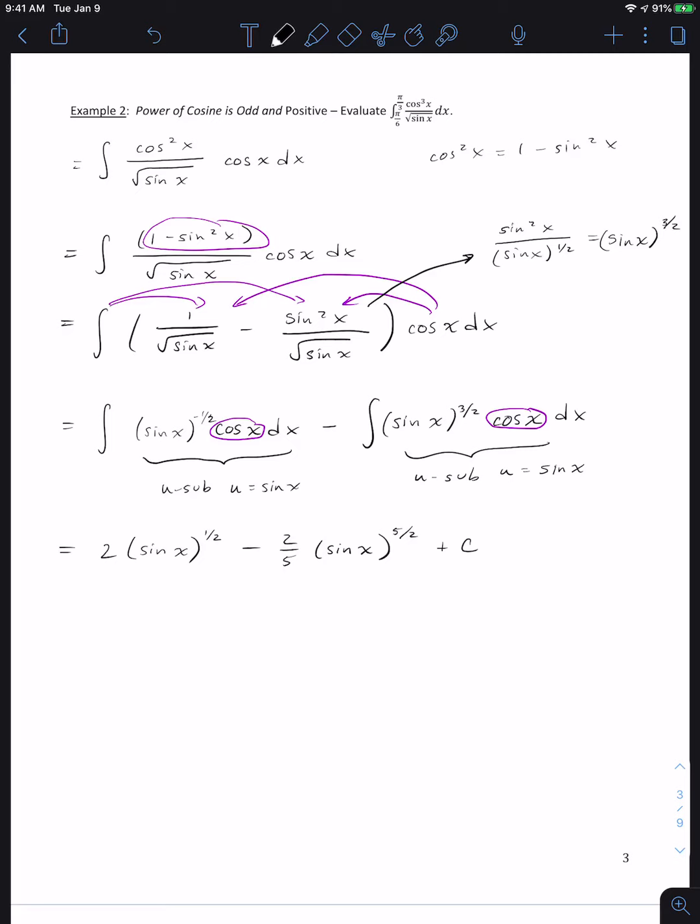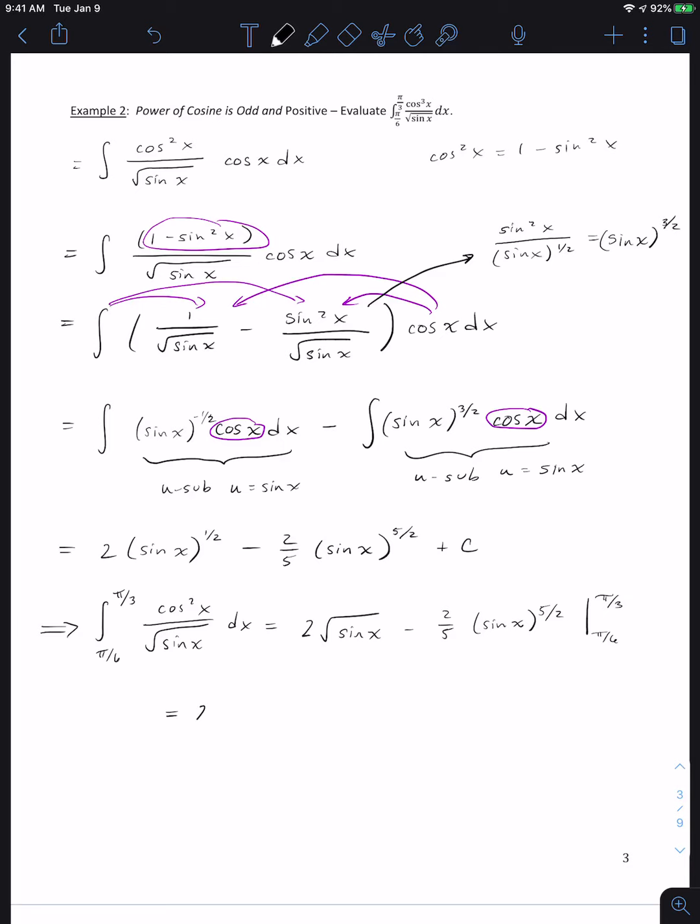Now remember, this is my antiderivative, but I was trying to find the definite integral. So now we need to find the integral from pi over 6 to pi over 3 of the original function, cosine squared over the square root of sine x dx. We know this is equal to the antiderivative, which is 2 times sine to the 1/2, and sine to the 1/2 is the square root, so the square root of sine x, minus 2/5 sine x to the 5/2, and we're going to evaluate that from pi over 6 to pi over 3.